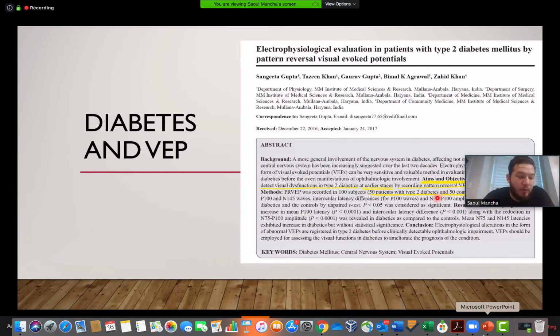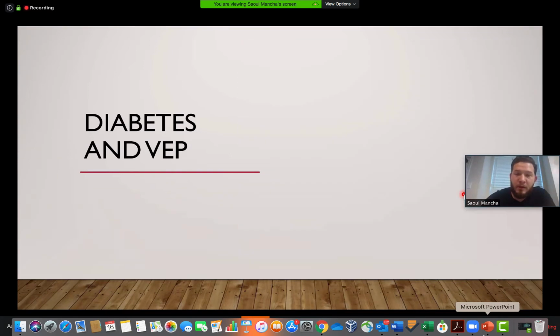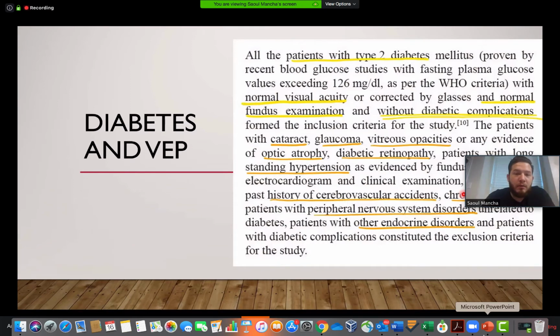They had 100 subjects sign up. 50 of those were diabetics, and 50 were controls. What they were looking at was the latency of the VEP response and also the amplitude, to see if there's any kind of deficit when comparing the diabetics to the normal controls.